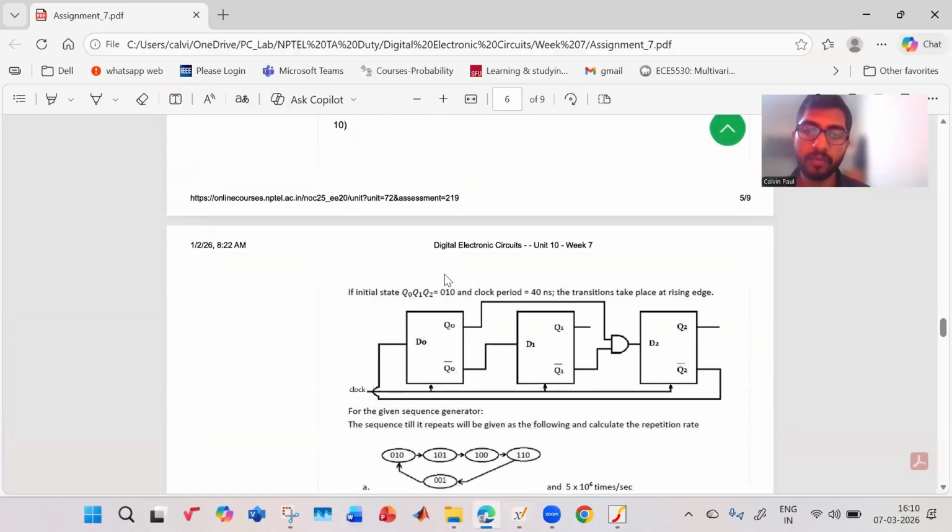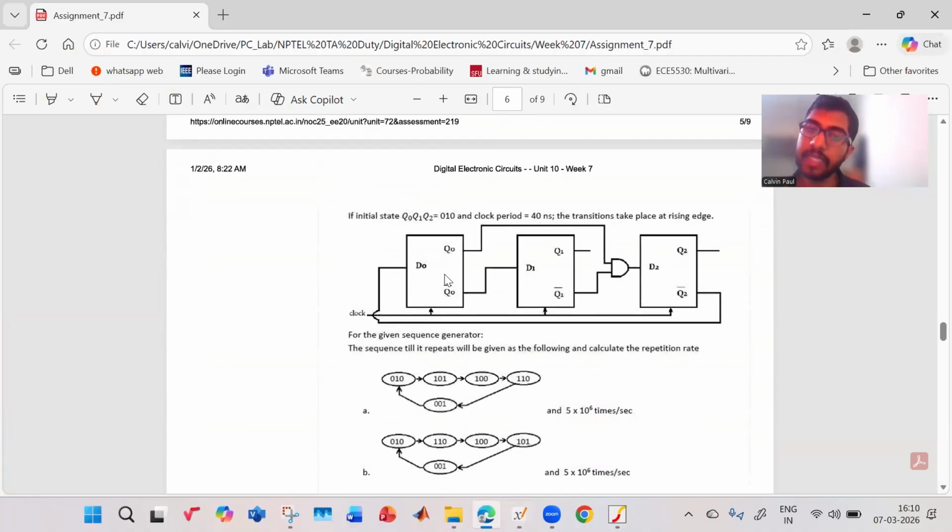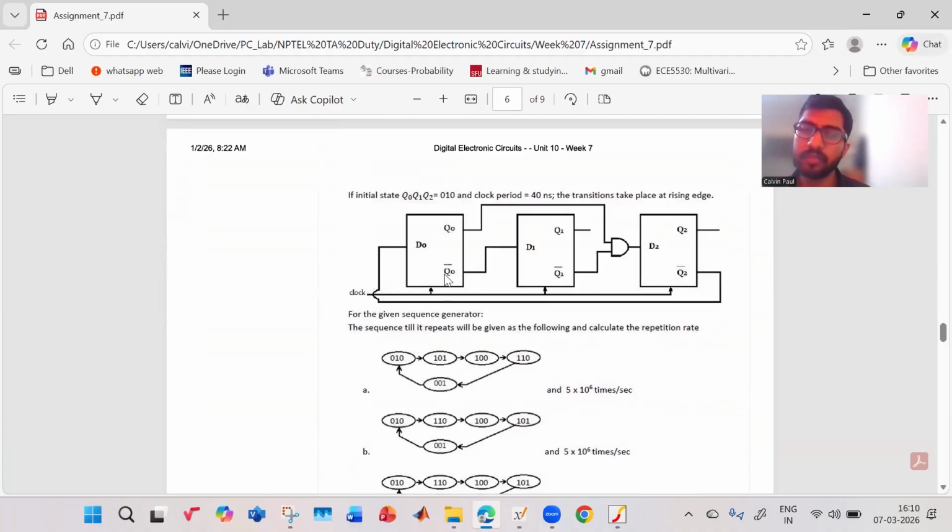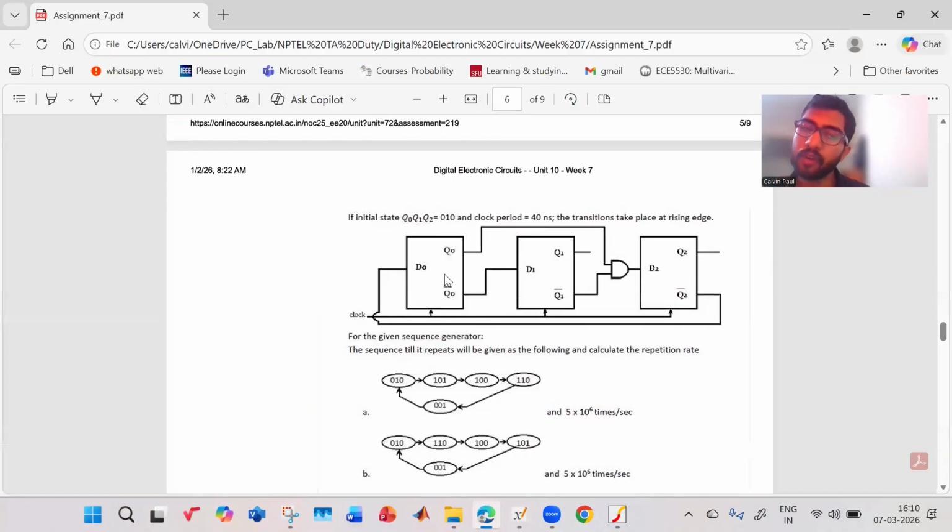So now we again have a D flip flop. D flip flop is used a whole lot, and we want to find what sequence the circuit will generate. You have to find what sequence it is generating.